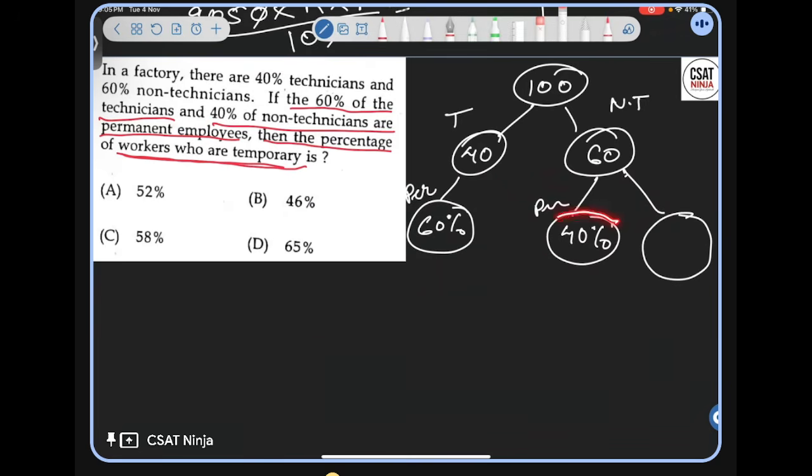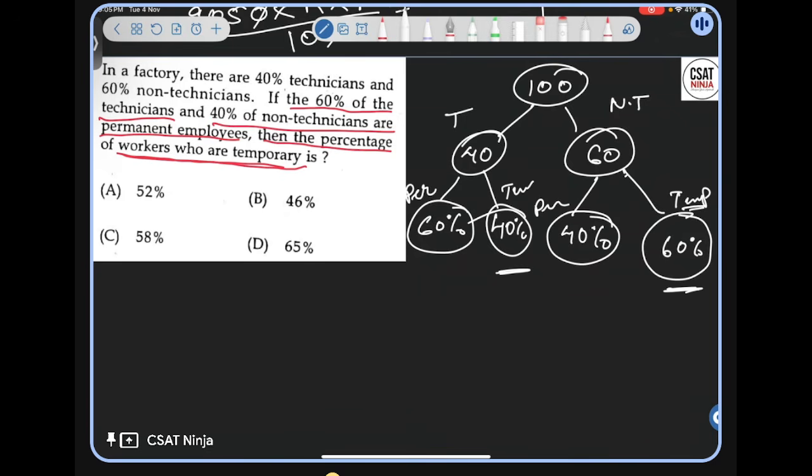Out of 100, if 40% is permanent, the remaining will be how much? 60% will be temporary. Why? Because 40% is permanent, which means the remaining will be 60%, which is temporary. Same thing goes for this one. If 60% is permanent, that means the remaining will be how much? 40% will be temporary.